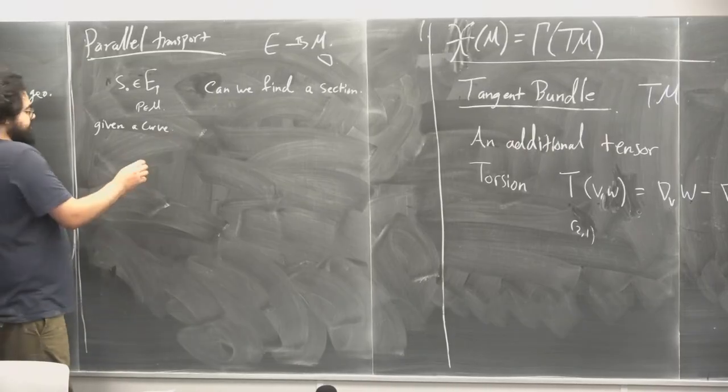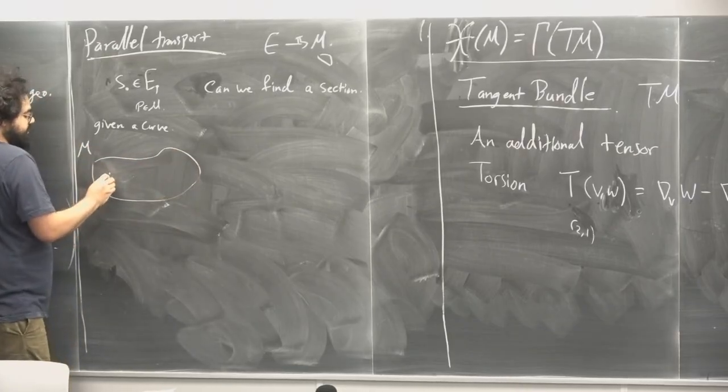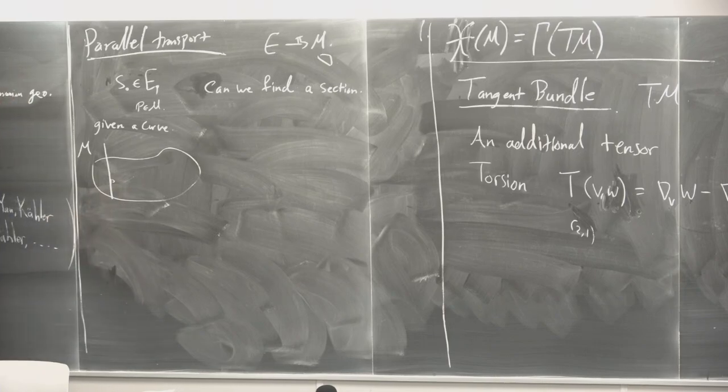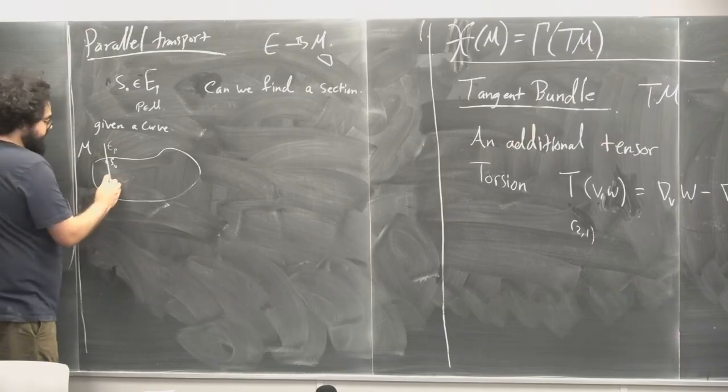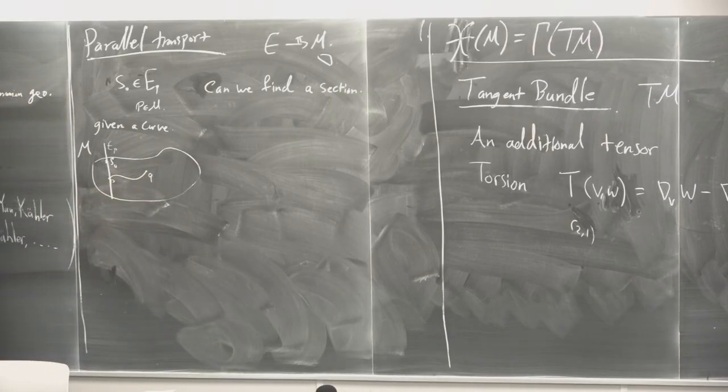Given some kind of curve gamma, so here's M, I have this point P, and I have this fiber E_P that sits above P, and I have this point S0 that lives in the fiber, and I have a curve gamma that begins at P and ends somewhere, let's say it ends at Q. The idea of parallel transport is we want to get a lift for this curve. We want to lift this curve up to the bundle E.